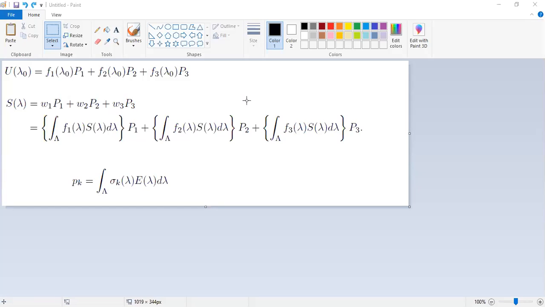Integration over F1 lambda multiplied by S lambda, right? So this is for estimating the value of W1. Similarly for W2, integration over F2 lambda product S lambda, right? S is nothing but the source energy here. So this is a way of color matching actually, right? Color matching with the help of these functions.